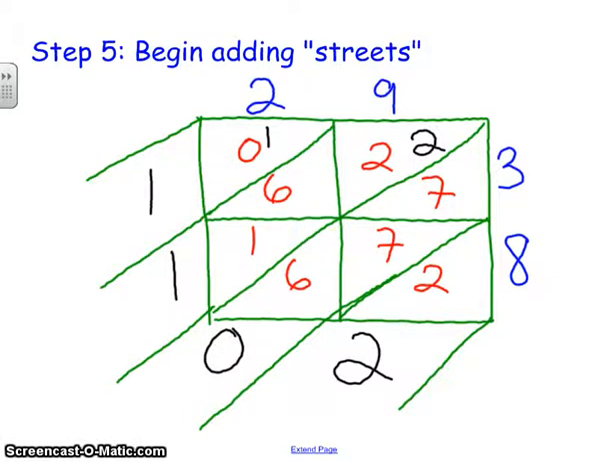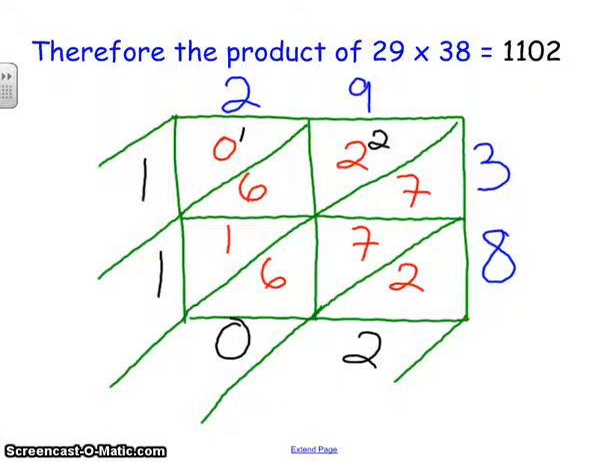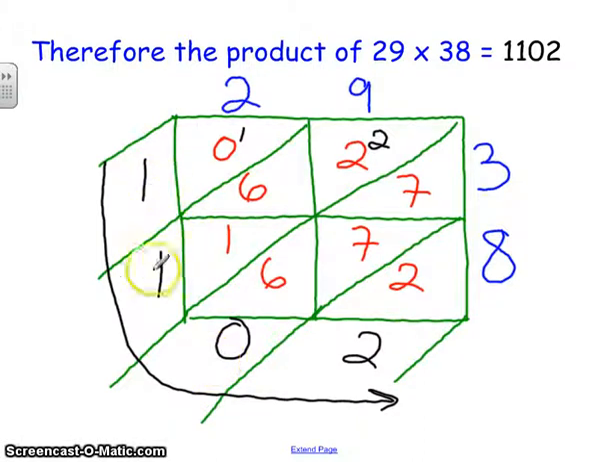So there you have it. You've just used the multiplication grid to solve your answer, and the answer is 1,102. As you can see, if you follow this down this path, you could see that your answer clearly shows up in between all the street numbers.